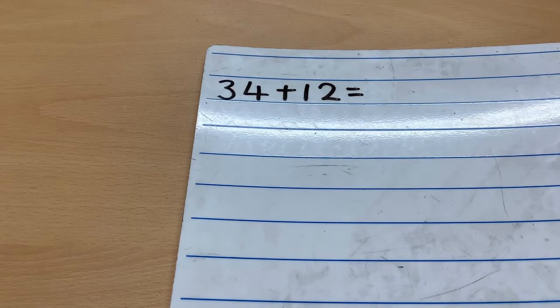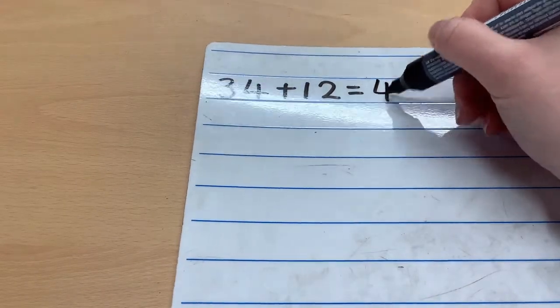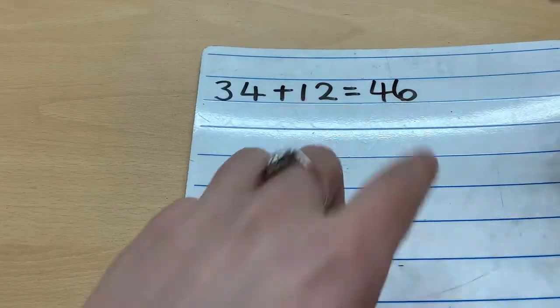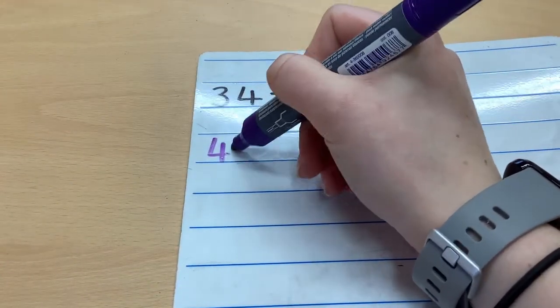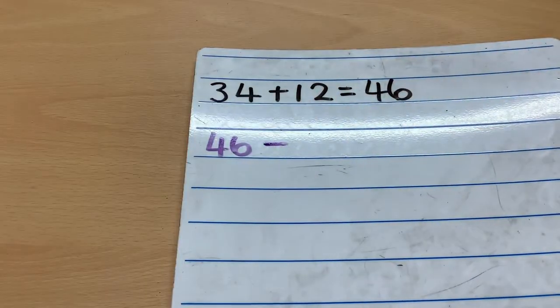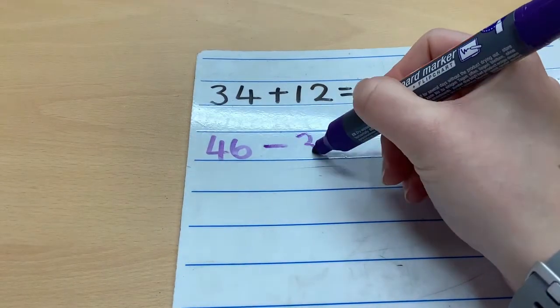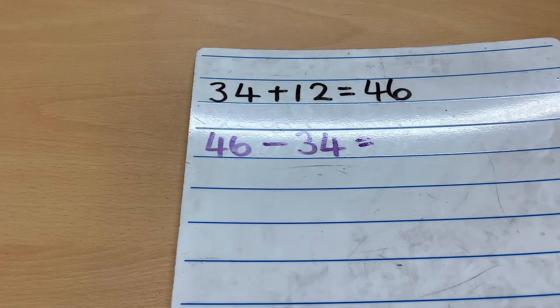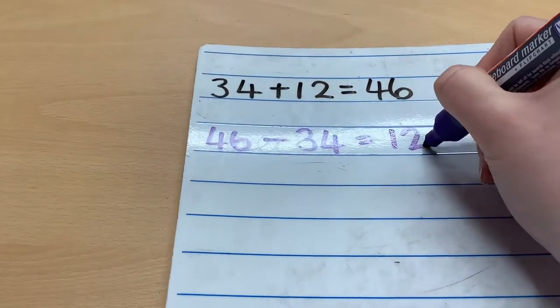First, let's have a look at an addition calculation. 34 add 12. So first I need to find the total of 34 add 12, which is 46. To do the inverse, I need to do a subtraction calculation. And I take the total, and that's the number I start with, and then I subtract one of these two numbers here. So I'm going to subtract 34. And 46 subtract 34 equals 12.